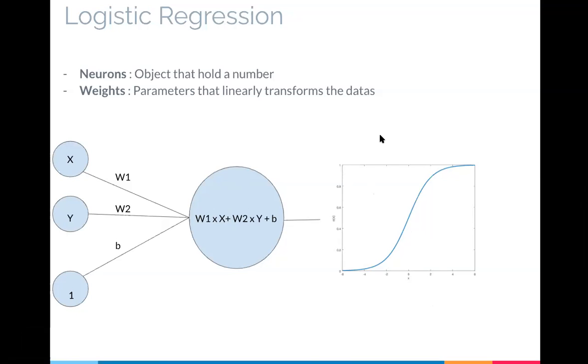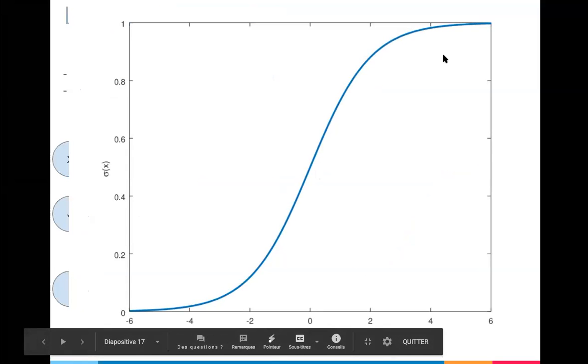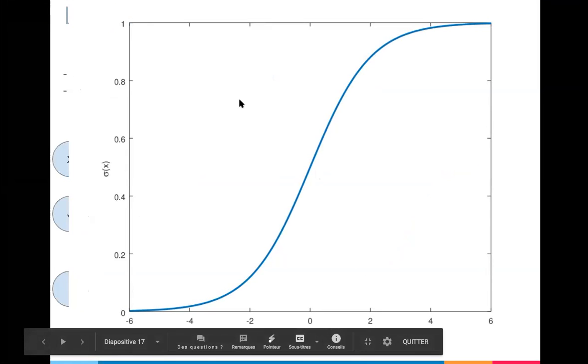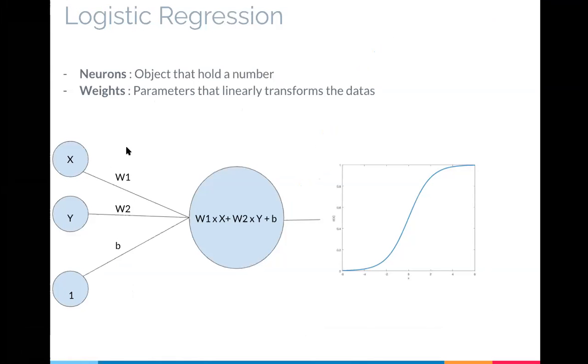And so the sigmoid function allows us to go from any real values to a value between 0 and 1. As we can see here, any real value will be contained in 0 and 1, and it will allow us to obtain a probability. So now we have our logistic regression algorithm.